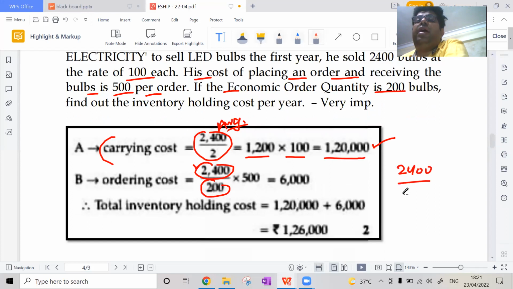It is 2400 divided by 200. So number of orders will be how much? The number of orders will be 12. So 12 multiplied by 500, this will give you total ordering cost as 6,000.